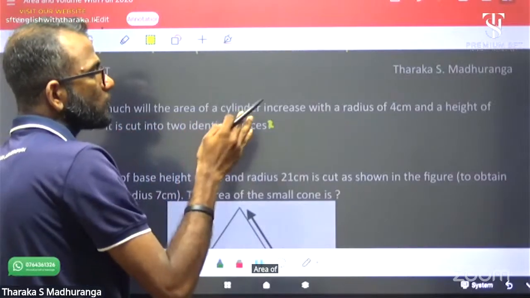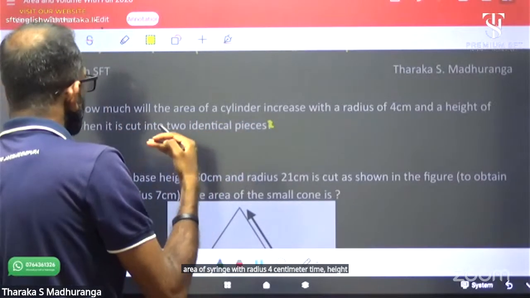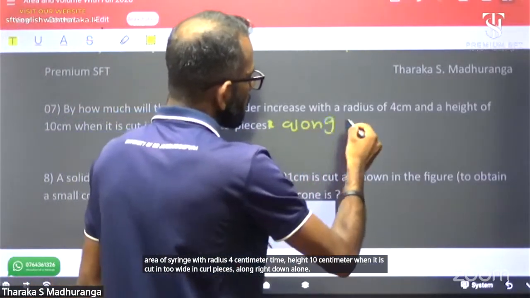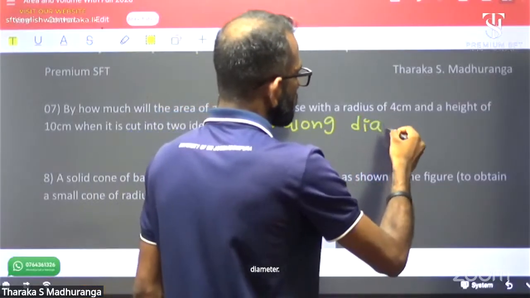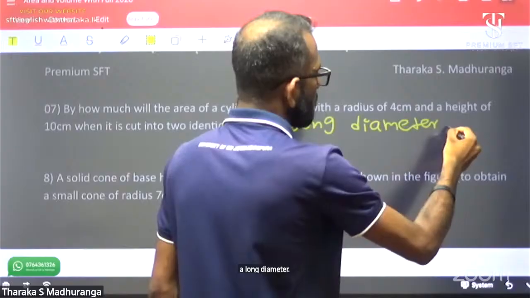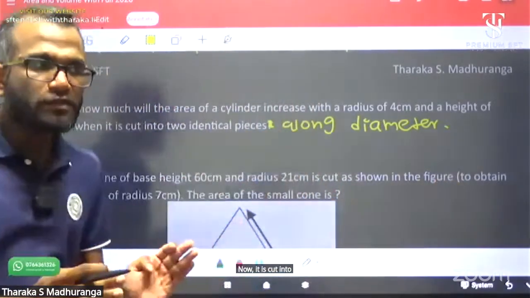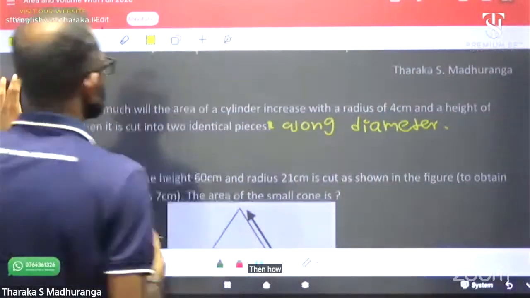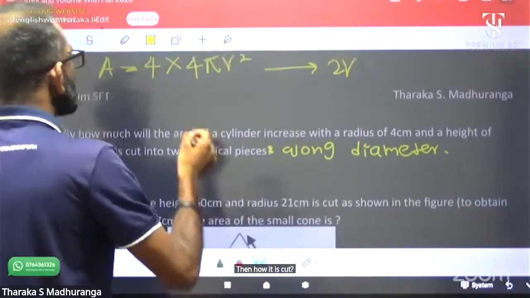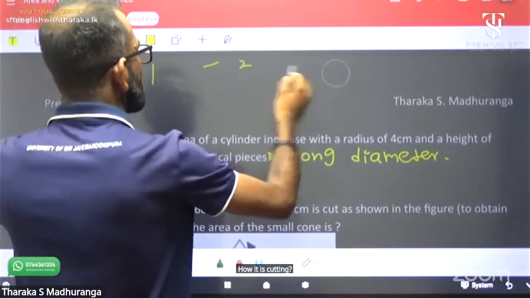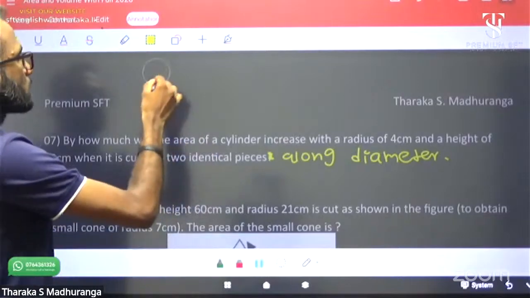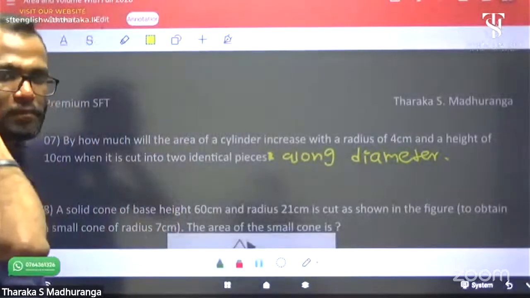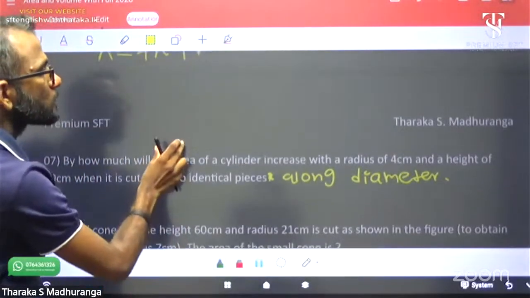Area of cylinder with radius 4 centimeter and height 10 centimeter when it is cut in 2 identical pieces along, write down, along diameter. Along diameter. Now it is cut into 2 identical pieces along diameter. Then how is it cut?